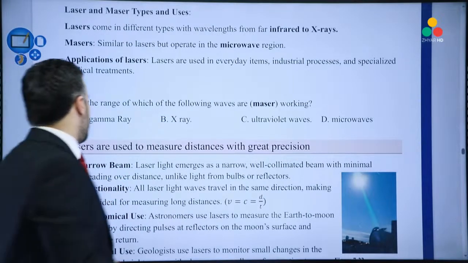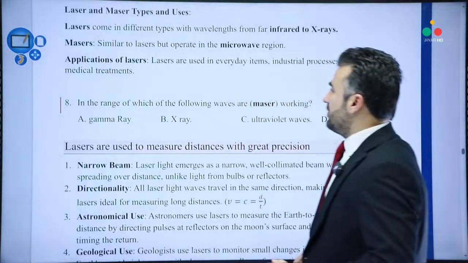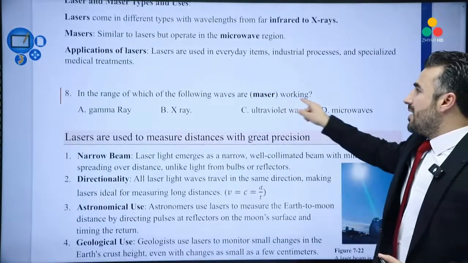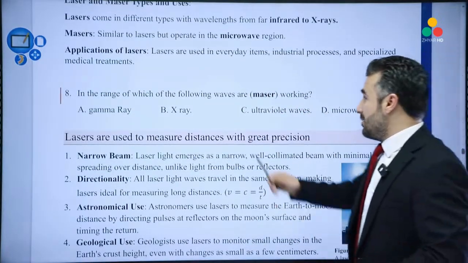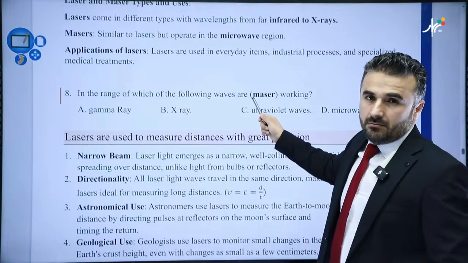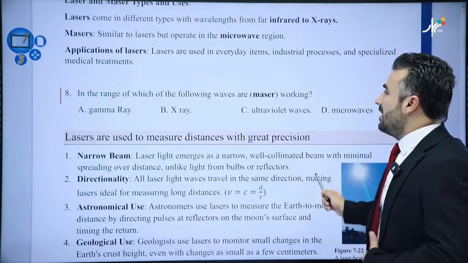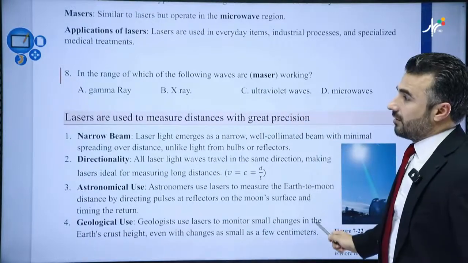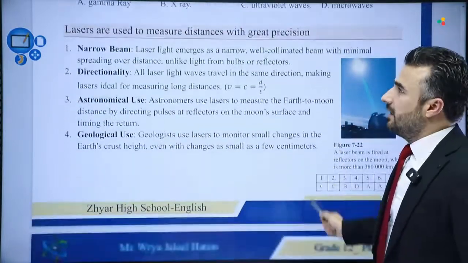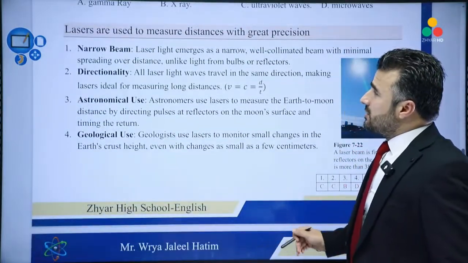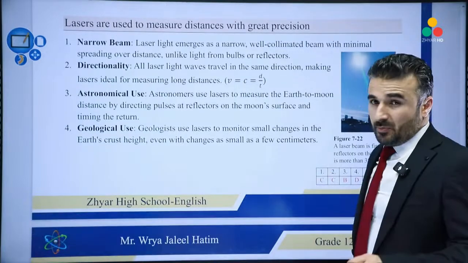Now there is another question. It says, in the range of which of the following waves are masers working? So once again, maser, microwave, don't forget. Is it gamma, X-ray, ultraviolet, or micro? It is micro, so maser, micro. Okay, next. It says lasers are used to determine distance with great precision.